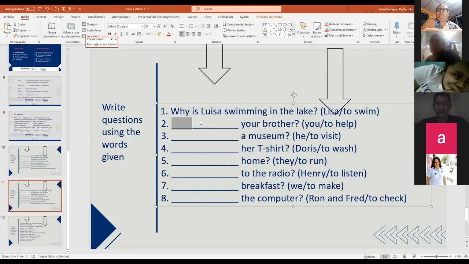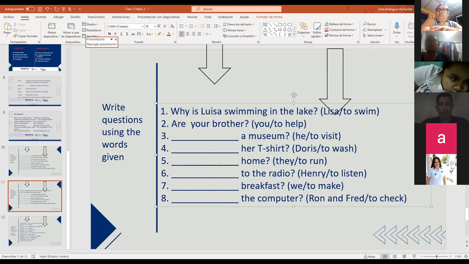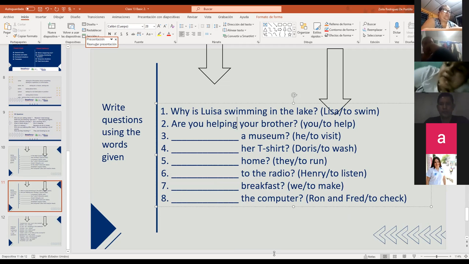What about number two? WH question or yes or no? Any question we can do. Pero en present continuous, right? Make a question. Can we make a yes no question? Are you helping your brother? Yes, we are. What about number three?